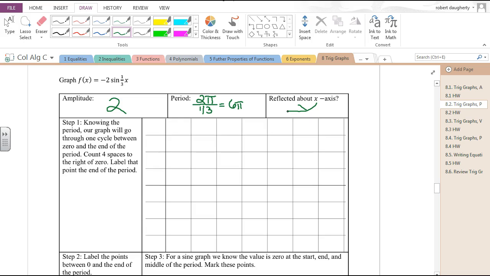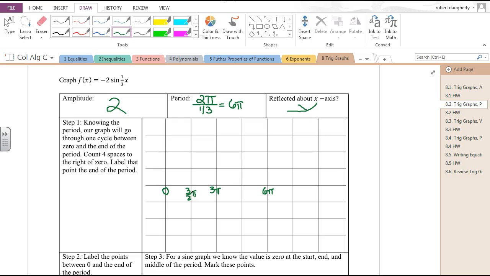So this is 0. I'm going to count out 4 spaces: 1, 2, 3, 4. What am I going to call that? 6 pi. Okay. What's halfway between 0 and 6 pi? 3 pi, okay. And then what's half of 3? What is that? 1.5, so that's 3/2 pi. Okay. So this is 1.5, this is 1.5. What happens when you add 1.5 to 3?